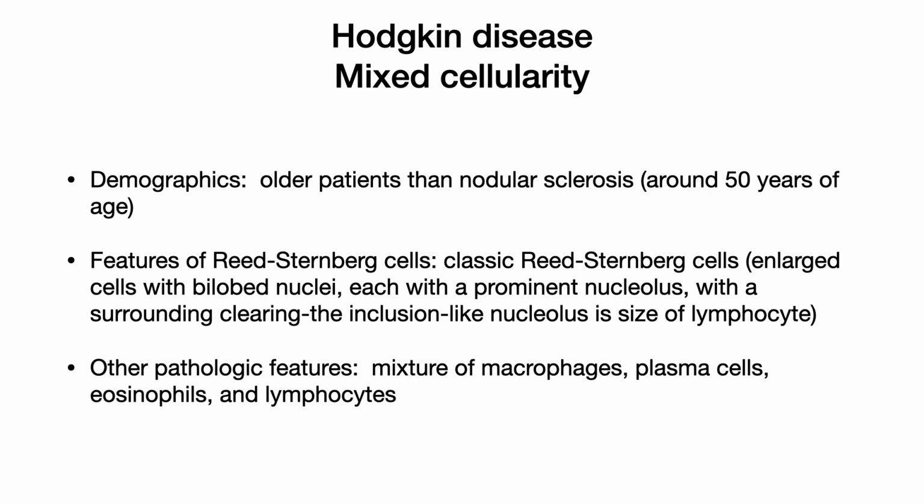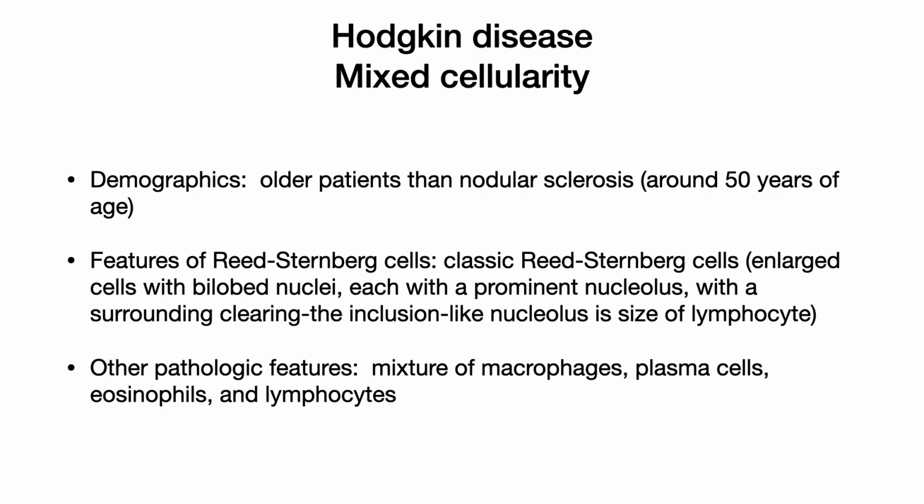This one has the classic Reed-Sternberg cell. So what you have is a nucleus that has two lobes, and each of them has a large, very prominent nucleolus that basically looks like a viral inclusion. So it looks a little bit like CMV. They say that the inclusion will actually be the size of a lymphocyte.